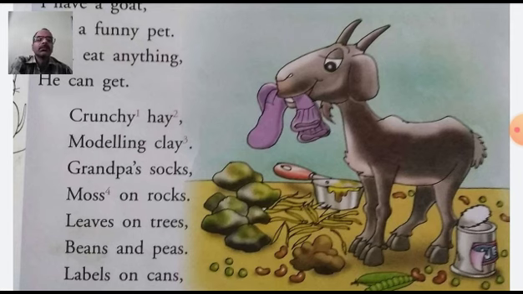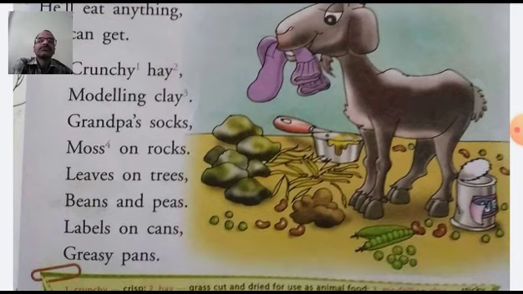Next, moss on rocks. Moss means very tiny, small plants which grow on rocks. You can see in the picture. Can you see the rocks looking a little green? Because small plants which we call moss grow on that rock, it looks a little green. So this goat eats even that moss which is present on rocks. What else does it eat? It eats leaves on trees. It won't leave the leaves present on trees also. But it's okay because leaves are fit to eat for those animals.